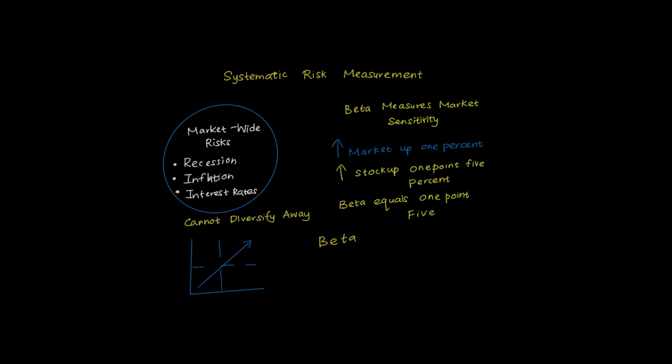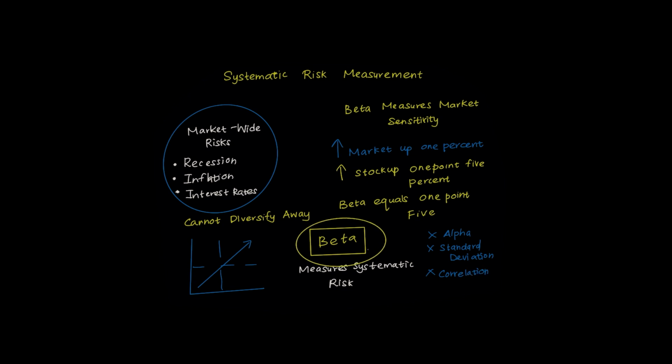This isn't alpha, which measures excess returns above what's expected. It's not standard deviation, which measures total variability, including both systematic and unsystematic risk. And it's not correlation alone, though beta is related to correlation. Beta is the specific measure of systematic risk exposure, showing how sensitive a stock is to unavoidable market-wide movements.